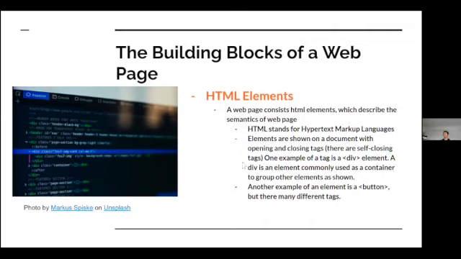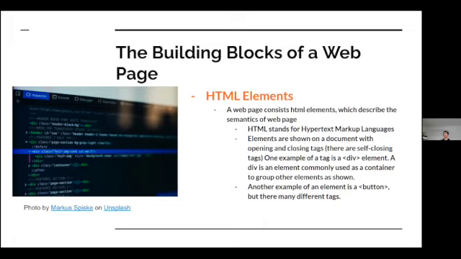One example of a tag is this div element. A div is an element commonly used as a container to group other elements, as shown. And we can see that later on too. And in the image on the left, you can see these divs. I don't know if you can see my cursor as I'm moving over these divs on the left.